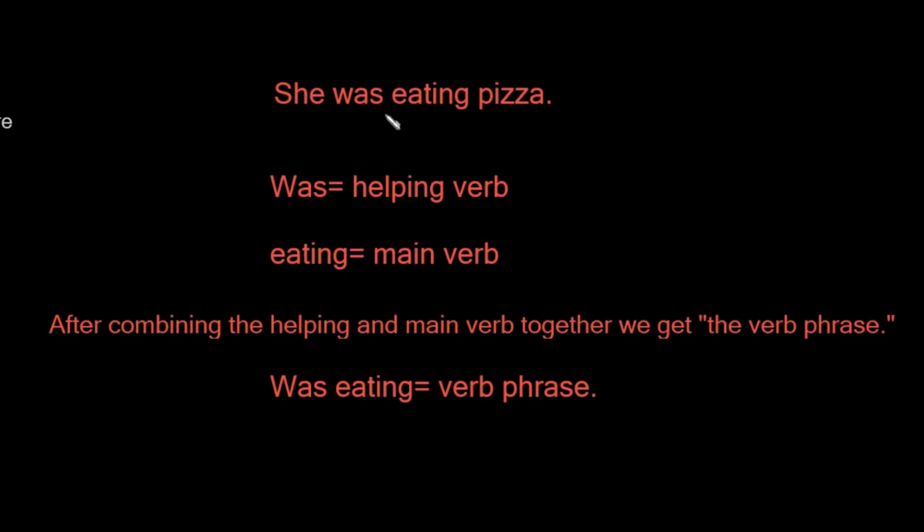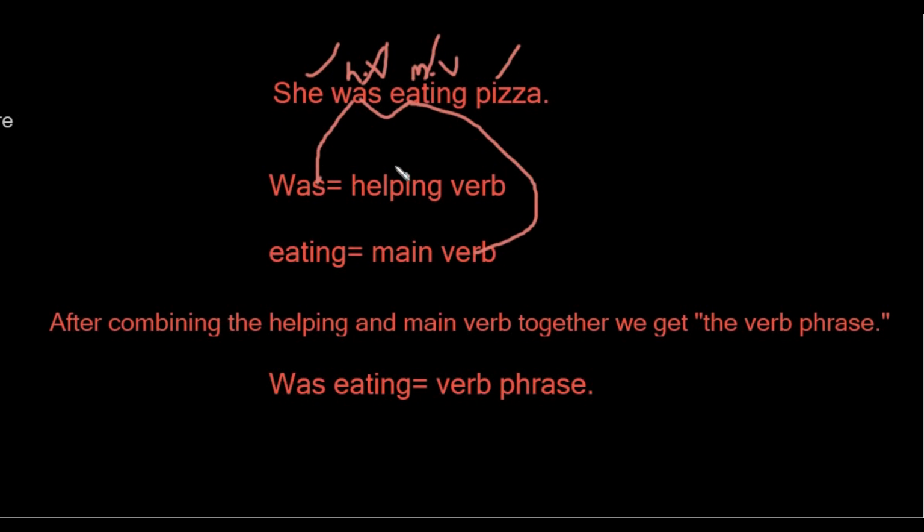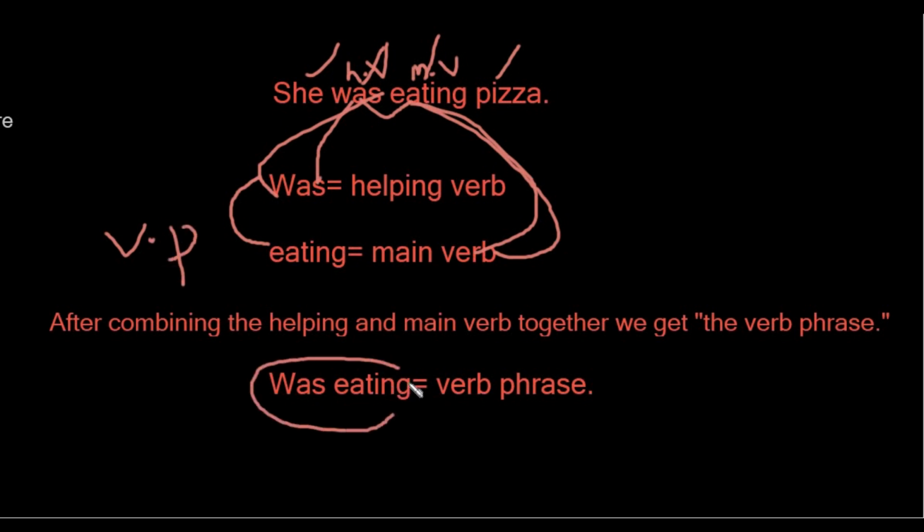Okay, she was eating pizza. So she is the subject, was is the helping verb, eating is the main verb, and pizza is an object. So remember, like I said before, when we combine the helping verb with the main verb, it becomes a word phrase. So was is a helping verb and eating is a main verb, and when I combine both of them, they become the word phrase, like was eating.